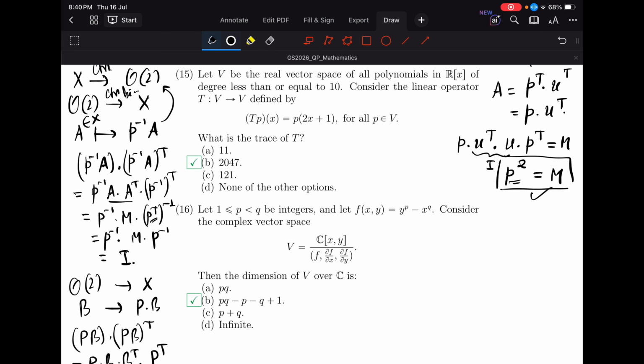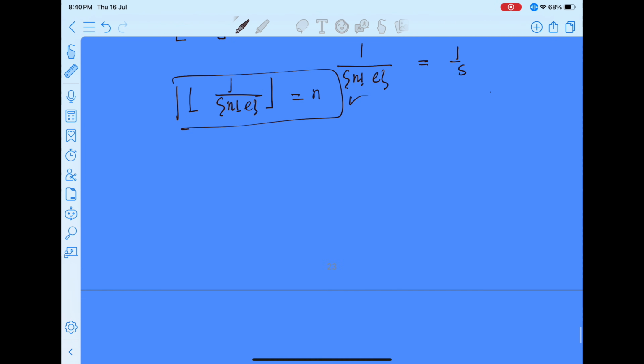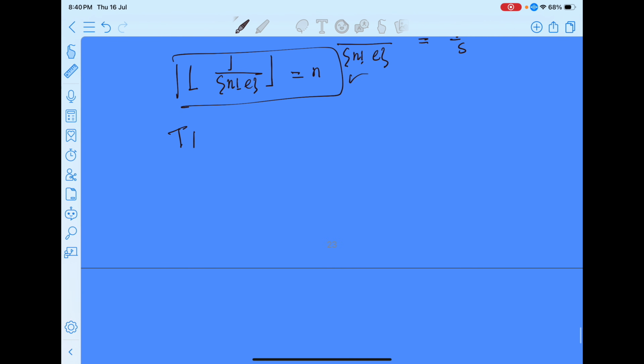Okay, let us move on to the next problem. Let V be the real vector space of all polynomials in R[x] of degree less than or equal to 10. Consider the linear operator T from V to V defined by this. We have to find the trace. I don't have enough space here, but let us do it here. So I will do the general case.